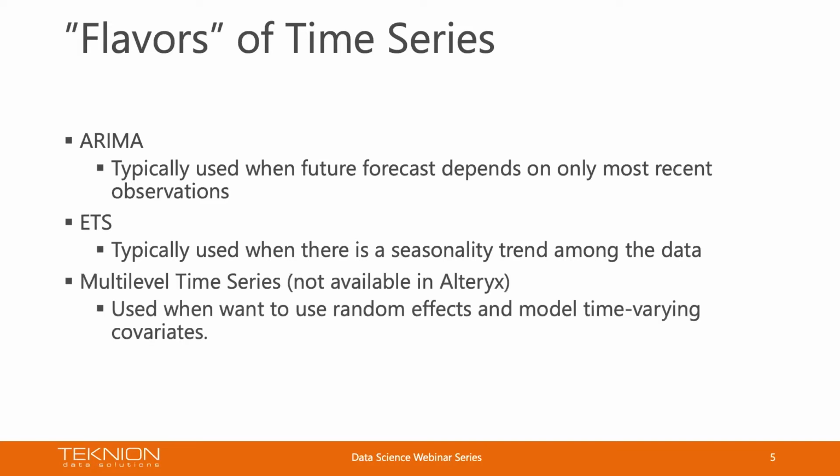Now, the one that I think is the most powerful, though it's not available in Alteryx, is one called multi-level time series. This is used when you want to incorporate something called random effects, and you also want to model what are called time varying covariates, meaning that you have variables that change across time. Typically, when we're doing ARIMA or ETS, we're putting in variables that don't change across time, like ethnicity if we're modeling people, or scores coming from different stores. So there's a covariate in there to look at our time series.